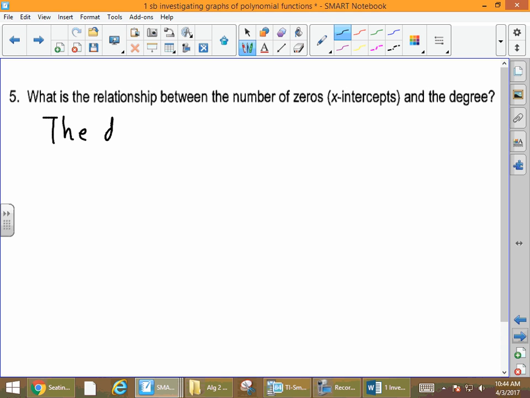So what happens is the degree will tell at most how many x-intercepts.